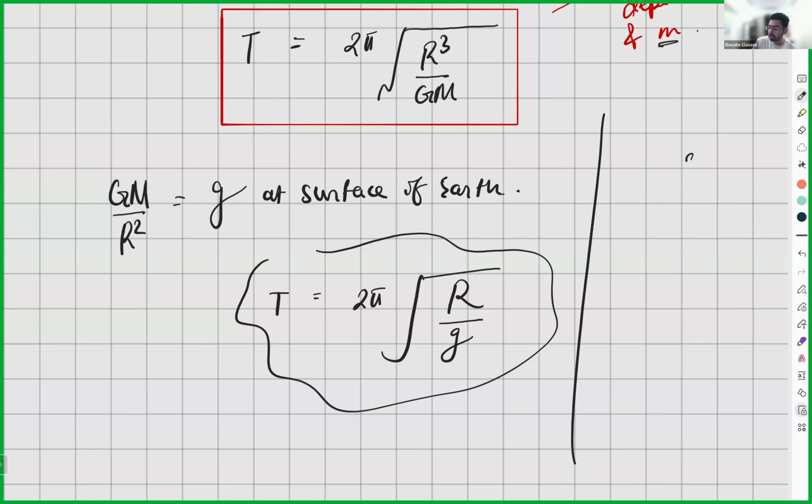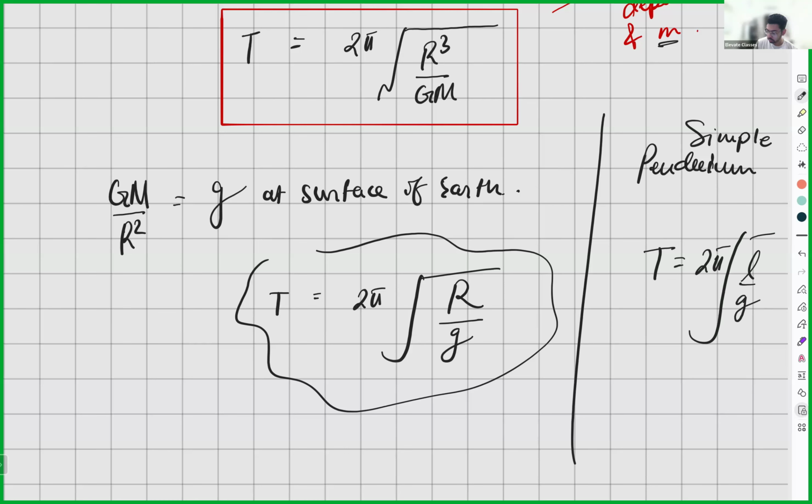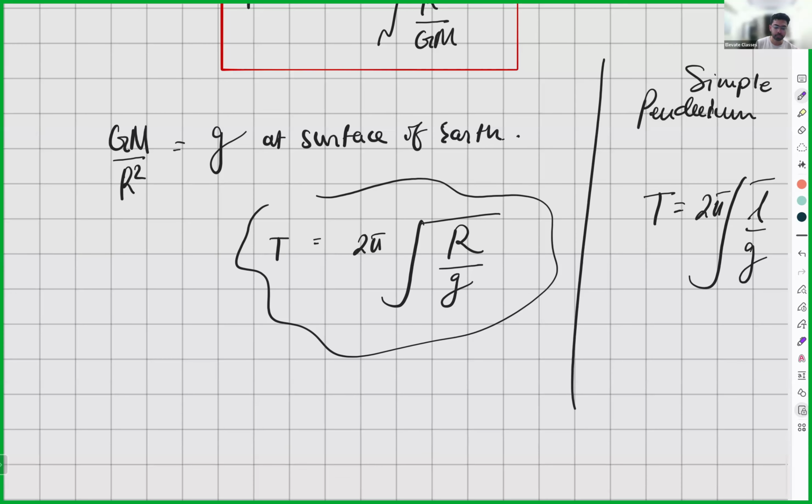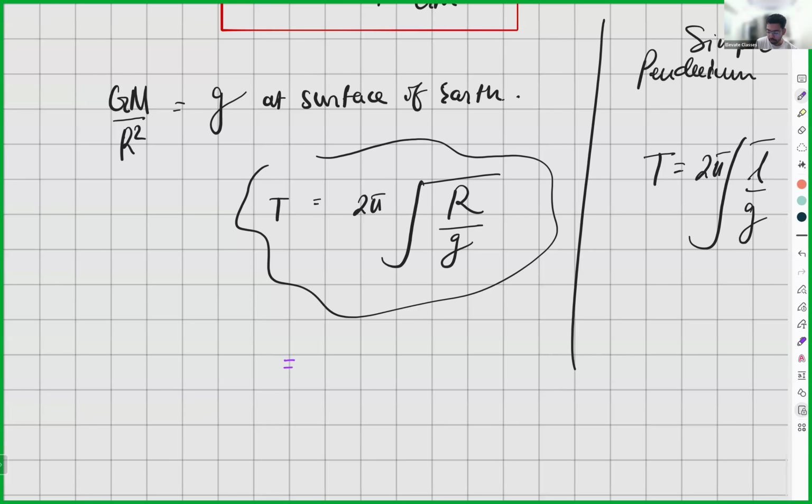So comparing with the simple pendulum, the simple pendulum was 2 pi under root L by G. Sorry, L by G. So you can compare it with the time period of a simple pendulum. To remember the value, by the way, this value comes out to be 84.6 minutes.